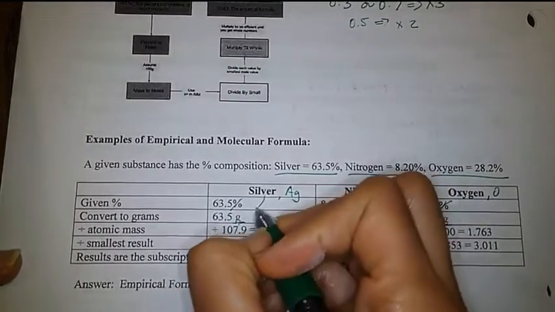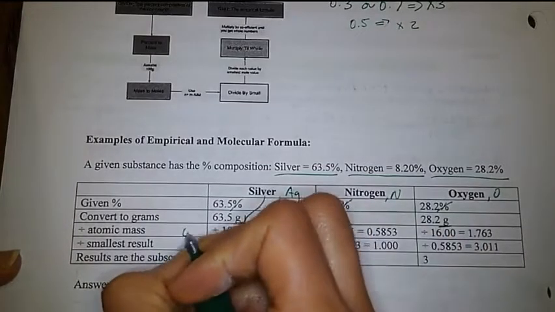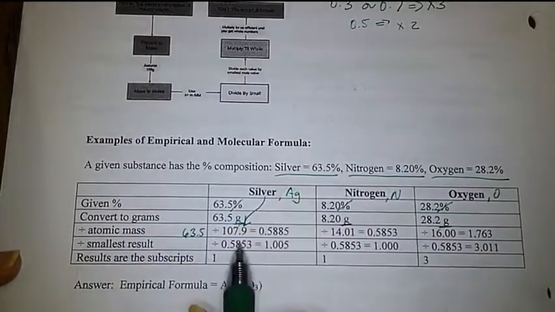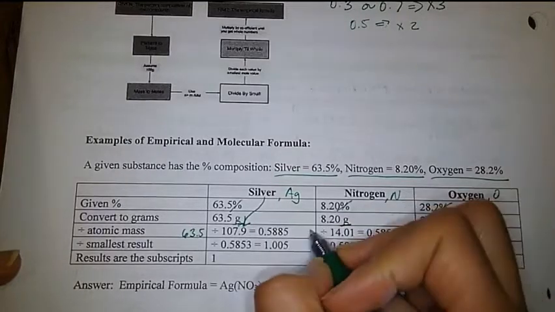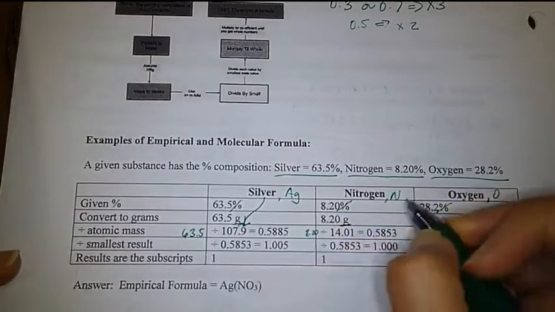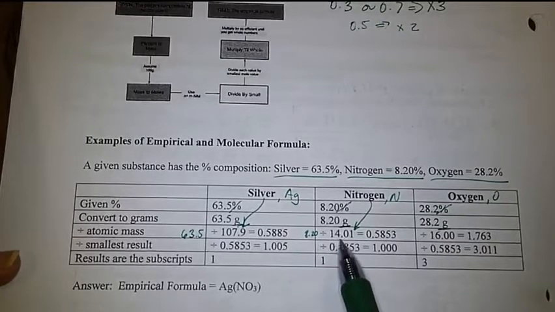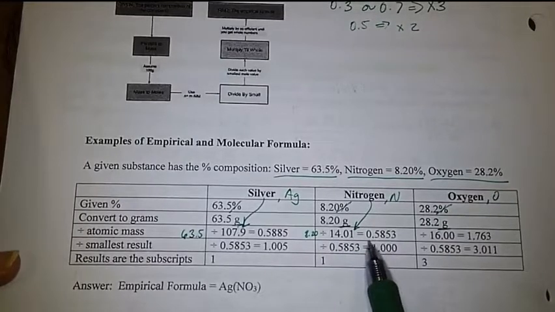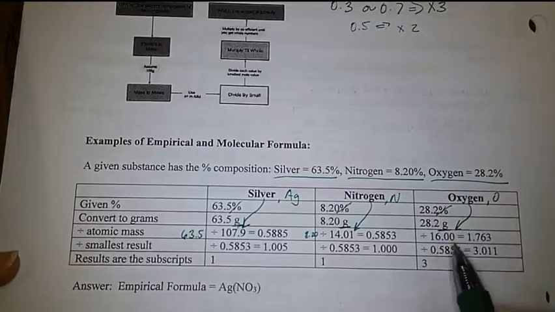This is the atomic mass for silver right here. So you're going to get 63.5 divided by 107.9, and that'll give you 0.5885. Then you take the number 8.20, and of course 14.01 is the atomic mass of nitrogen. So 8.20 divided by 14.01, and you should get 0.5853. And then last but not least, you know that the atomic mass of oxygen is 16.